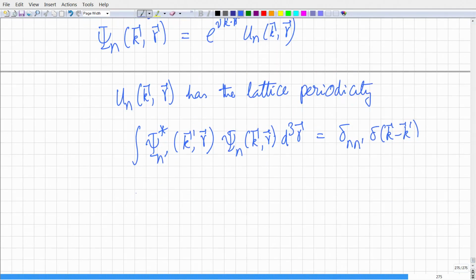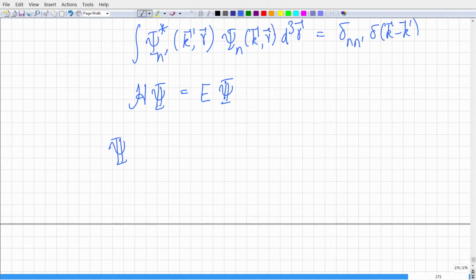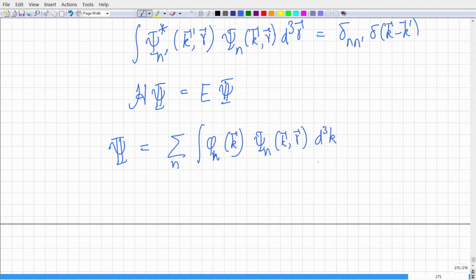So what we have is the full Hamiltonian: H psi is equal to E psi. We can expand psi in terms of Bloch states. Psi can be written as a sum over the band states, n is the band index, of the integral of the coefficient phi n k times psi n k of r d cubed k. That is, I am summing over all the Bloch states psi n k of r with coefficients phi n k over all the bands. So I am summing over the entire crystal solution of the crystal Hamiltonian in principle.